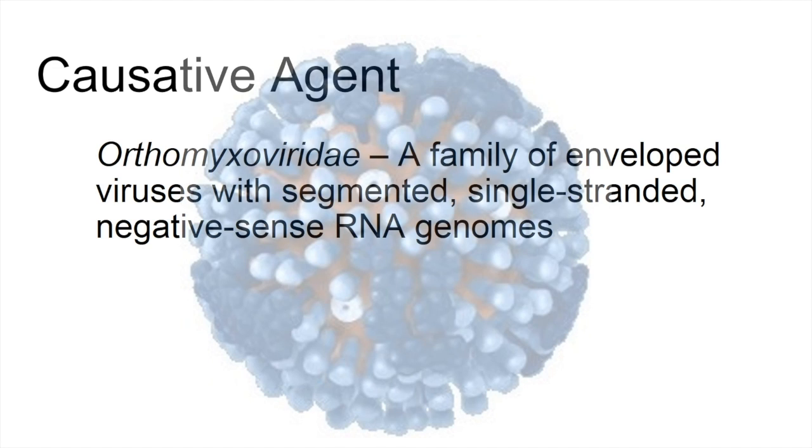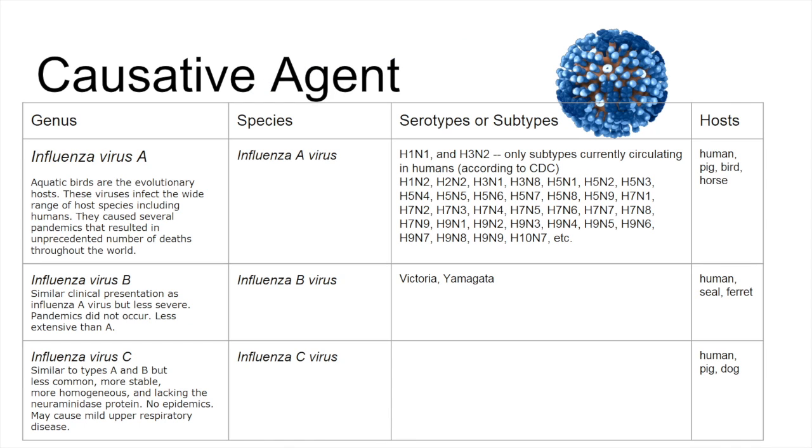Causative agent. The influenza virus is in the family of enveloped viruses with segmented, single-stranded, negative-sense RNA genomes known as orthomyxoviridae. The genus is the influenza virus A, B, or C. Species, influenza A, B, or C virus. There are serotypes or subtypes, such as the Spanish flu and swine flu, which come from the strain H1N1.